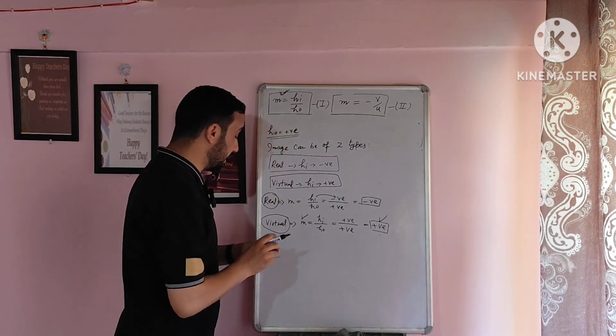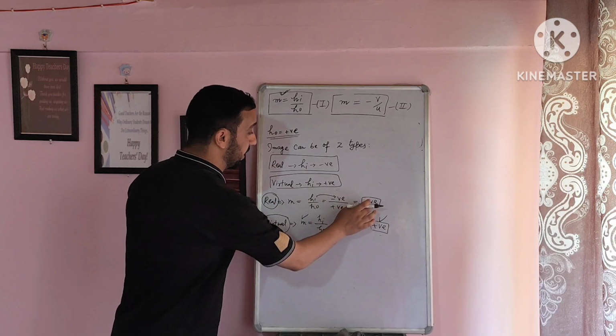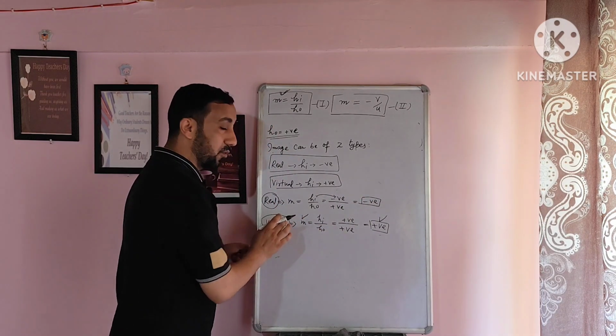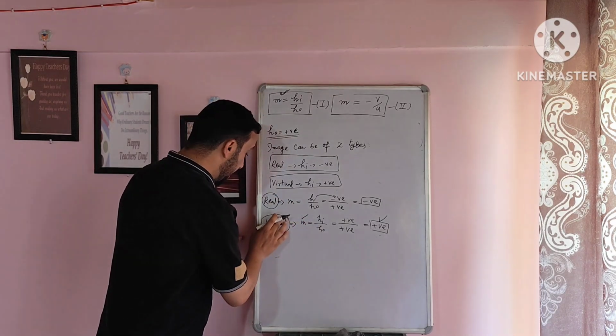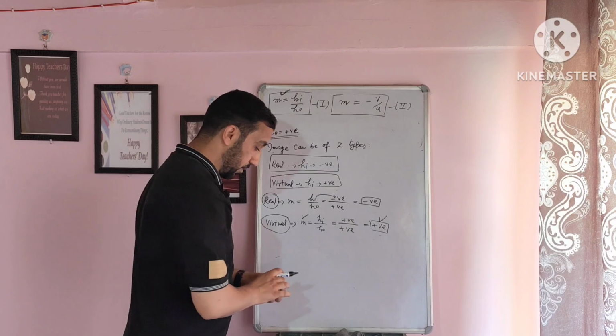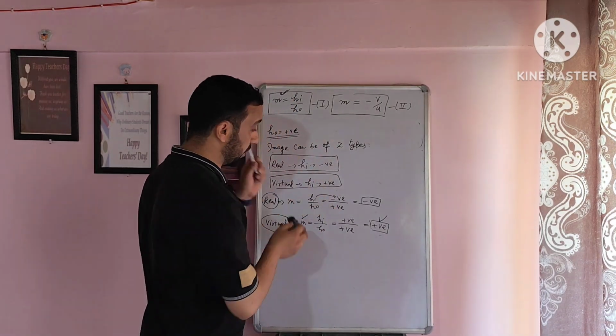So we have two things here to keep in your mind. Whenever the image is real, the magnification has a negative value. Whenever the image is virtual, we can have the magnification as a positive value. These are the two cases. These are the two conclusions you have to keep in your mind.